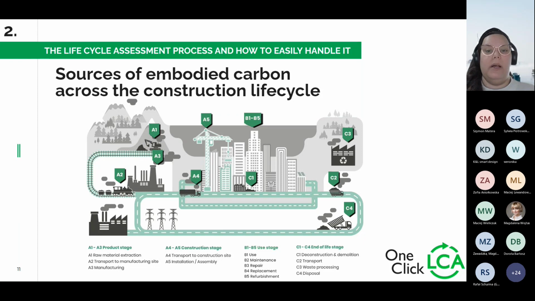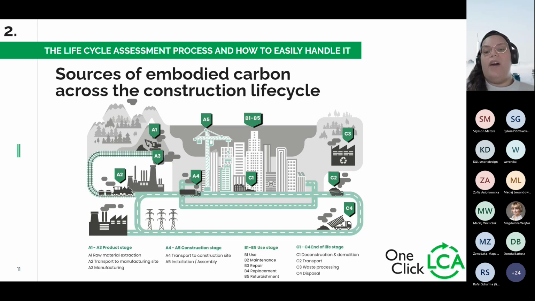Then we will jump to the B phase, and in the B phase we have the use stage. In the use stage, we are going to account for the use, maintenance, repair, and replacement of this material. Here we can also account for the operational carbon, in which we are going to account for the use of water and energy as well. Just one more thing to add in the A phase, which is very important. That's when we talk about the embodied carbon, which is the carbon emissions coming from the materials. And in the B phase, we talk about the operational carbon.